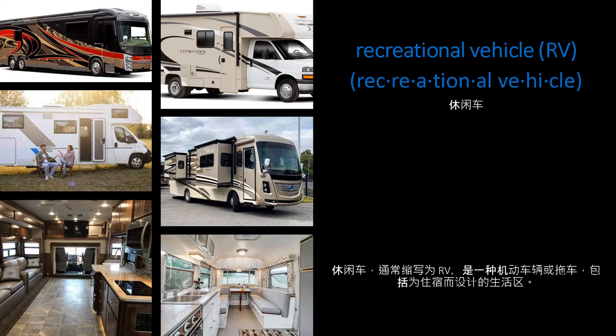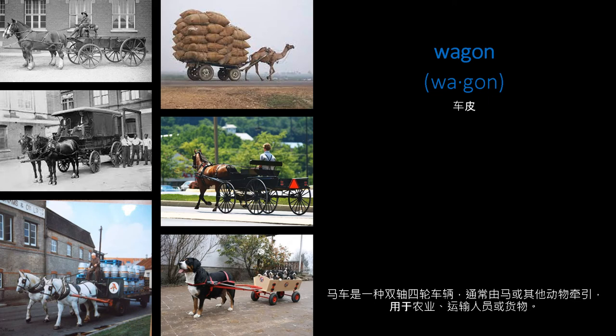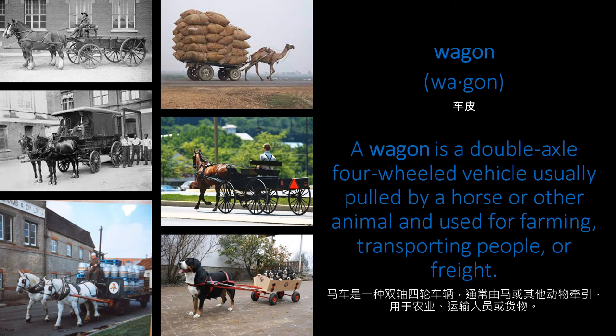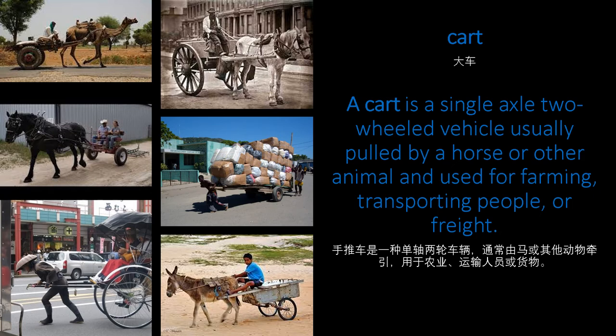Recreational vehicle, RV. A recreational vehicle, often abbreviated as RV, is a motor vehicle or trailer which includes living quarters designed for accommodation. Wagon. A wagon is a double axle four-wheeled vehicle usually pulled by a horse or other animal and used for farming, transporting people, or freight. Cart. A cart is a single axle, two-wheeled vehicle, usually pulled by a horse or other animal and used for farming, transporting people, or freight.